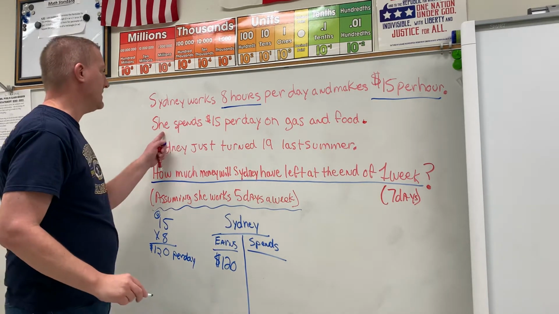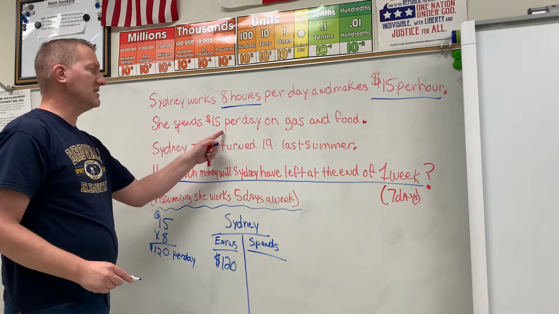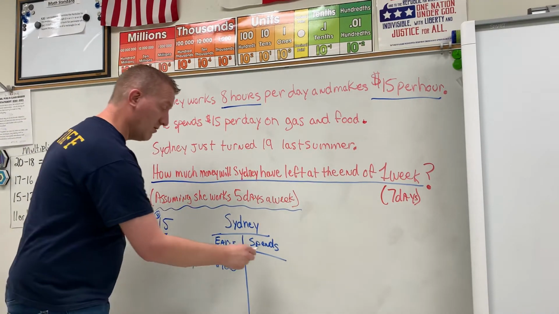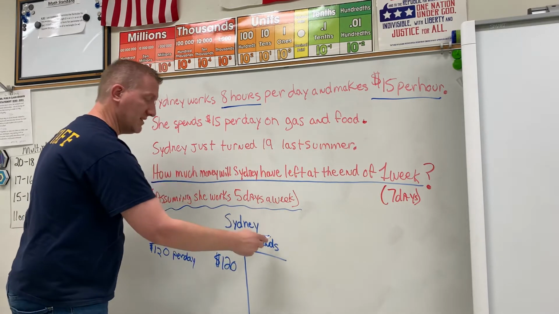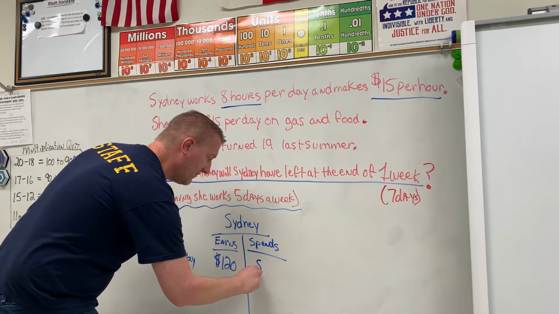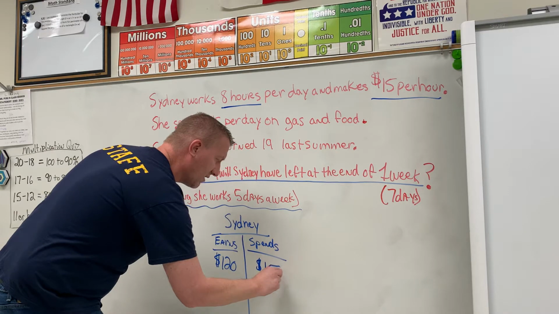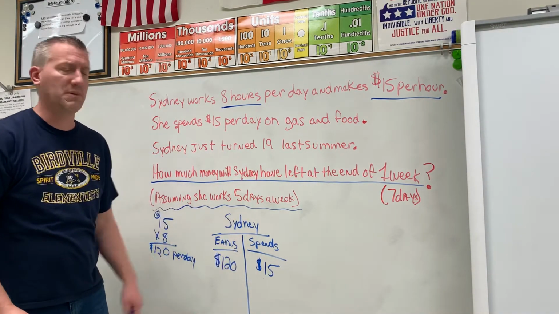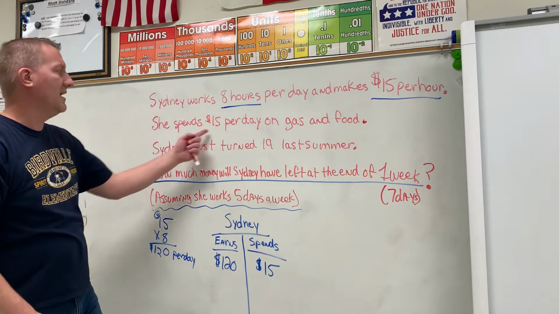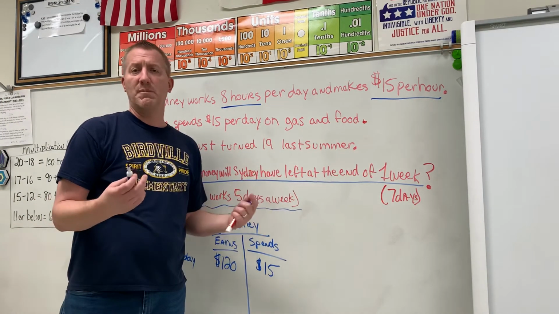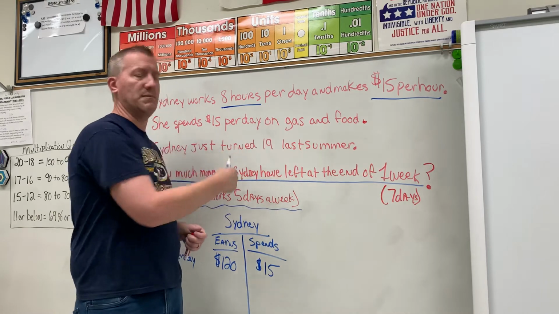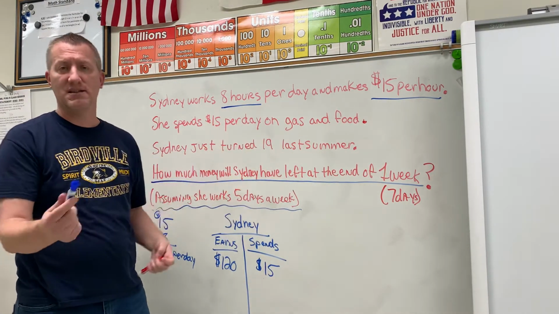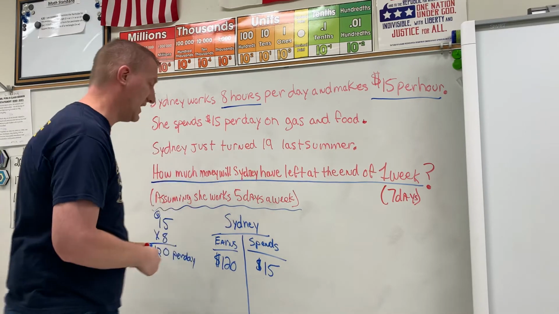All right, then the next line says she spends $15 a day on gas and food. So that would go over in the spends column. So $15 a day goes over here in the spends column. She spends $15 a day on gas and food. Probably her food that she buys at her job, and probably the gas to get her to the job.